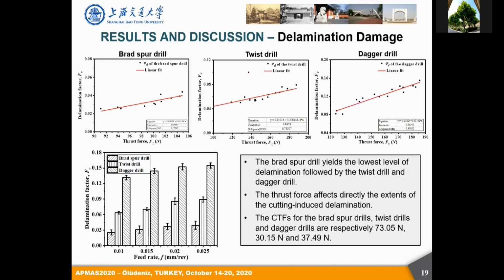Finally, we also seek to quantify the delamination damage. The delamination damage extent varies with respect to the utilized process parameters as well as the utilized drill type. Here we will see that there are linear correlations between the thrust force and the delamination damage, irrespective of the used drill types. Besides, if we look at the bottom figures, it is very clear that the brad and spur drills basically generated the least delamination damage, such as lower delamination factors, in comparison with the other two types of cutting tools.